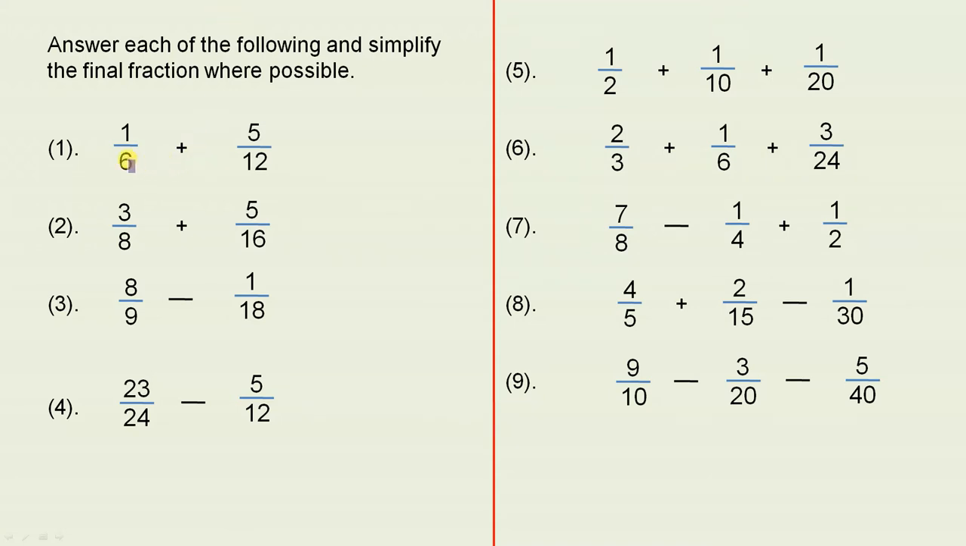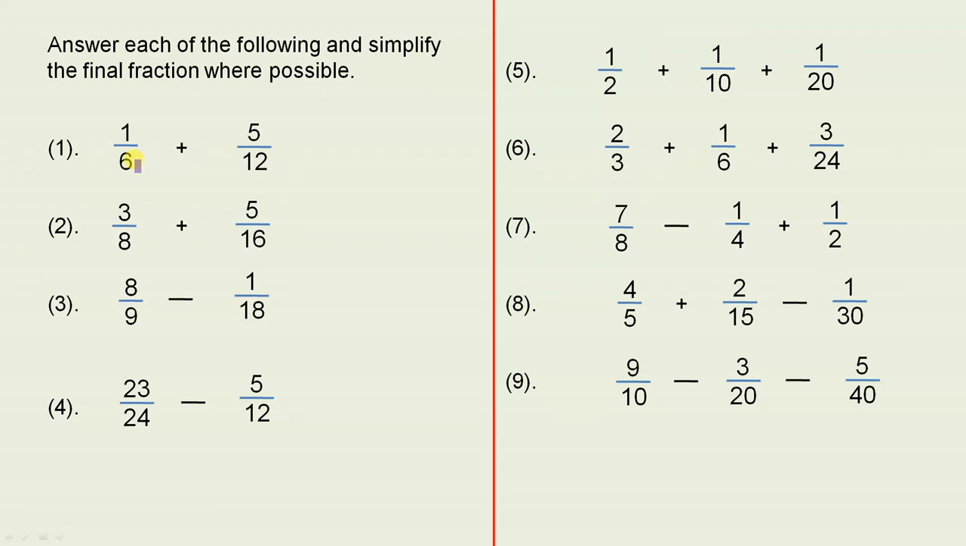So for the first one, you see that these denominators are different. Now I think we know that before we add two fractions together, we have to make sure that the two denominators are the same. So basically for this particular one, each denominator must be a 12. So that's already a 12. So then we have to make this one a 12.